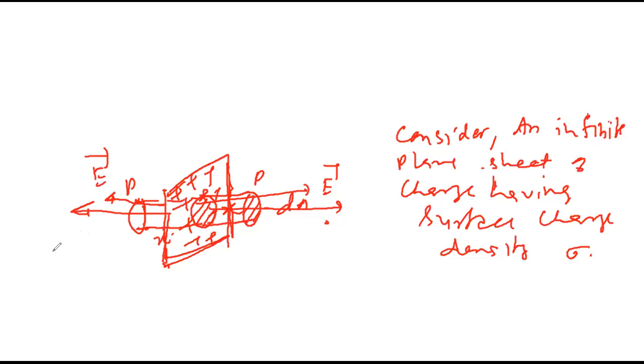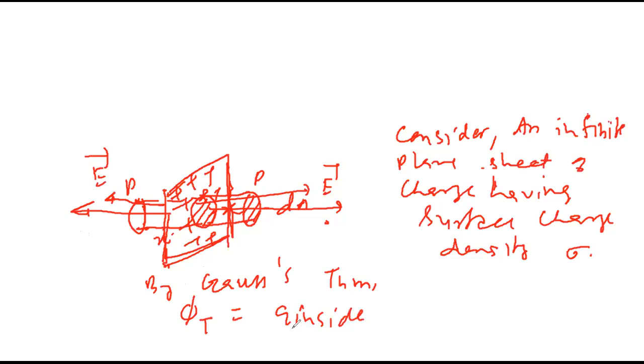Yes, sir. So can I say by Gauss's theorem, total flux is Q inside upon epsilon naught? Total flux means flux phi 1 plus phi 2 plus phi 3. This is nothing but phi total.